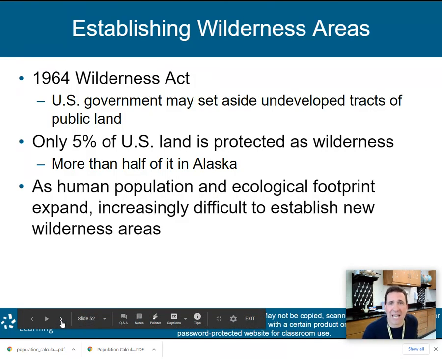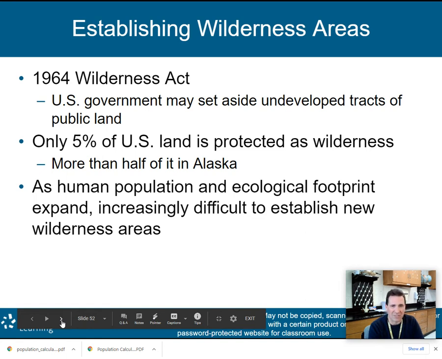We also need to establish wilderness areas. So in 1964, the Wilderness Act was created. The U.S. government may set aside undeveloped tracts of public land. Only 5%, however, of U.S. land is protected as wilderness, and more than half of that is in Alaska. So while we do have this 1964 Wilderness Act, it hasn't created a lot of wilderness, all right?